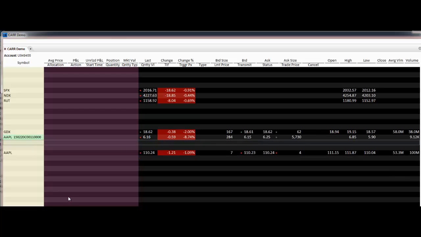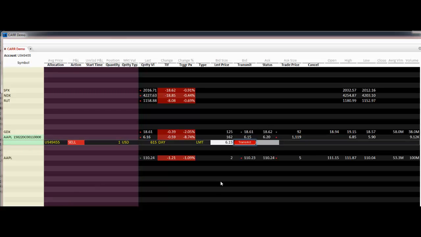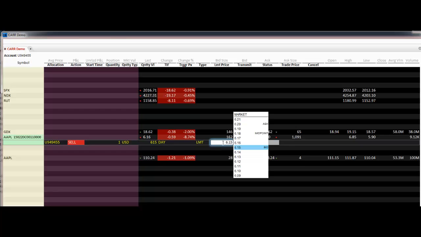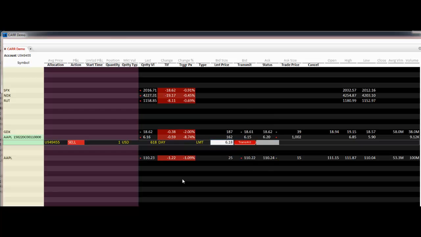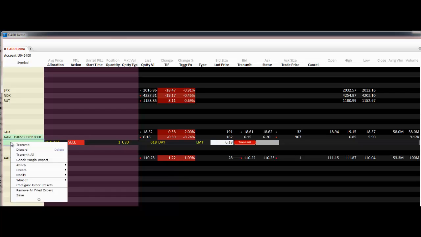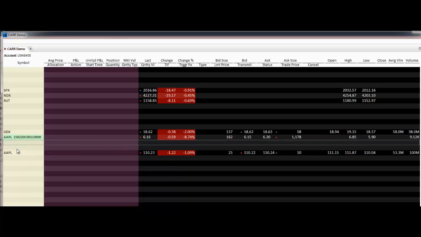Now, if I wanted to sell a call option, which I really don't want to do, I would just click the 615 and I would be selling that call option at 6.15. And again, I could change that. I can even go in the pennies now at a midpoint of 6.18 between the bid and the ask, but definitely don't want to do that. Okay, so that's how you would buy or sell a call option.